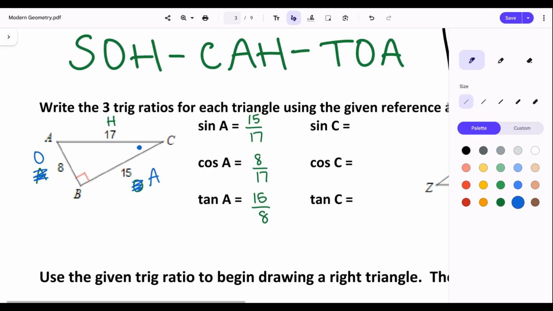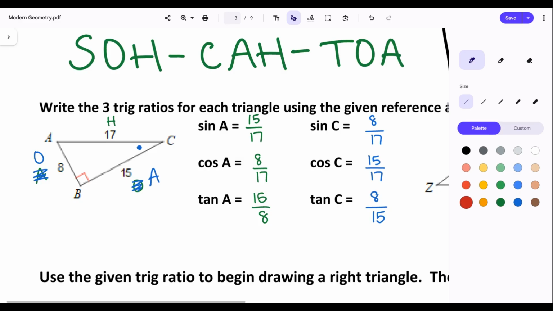Now, as far as setting up sine, cosine, and tangent goes, you're going to kind of continue to think about SOHCAHTOA to do this. So for sine, opposite over hypotenuse would say what? Good, 8 over 17. What would cosine say? Good, 15 over 17. What would tan say? Good, 8 over 15. Very good.